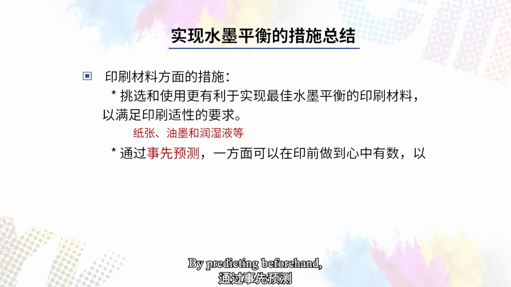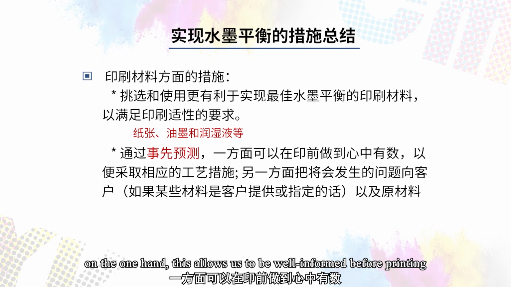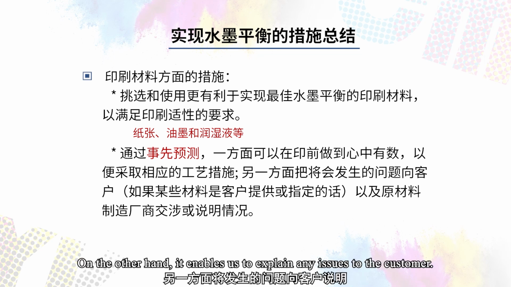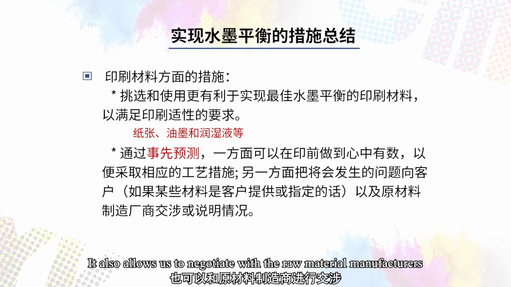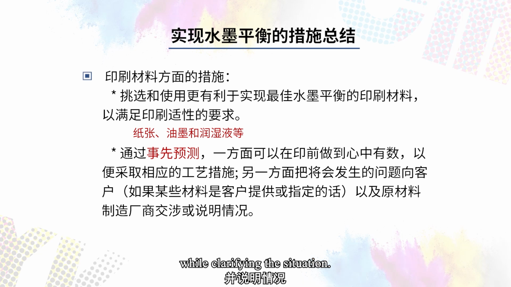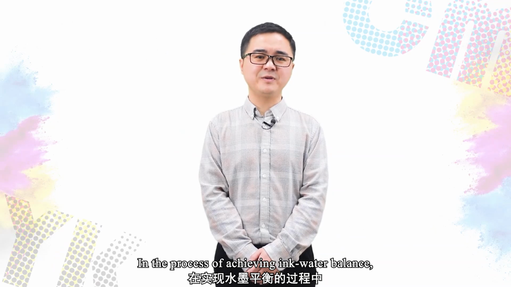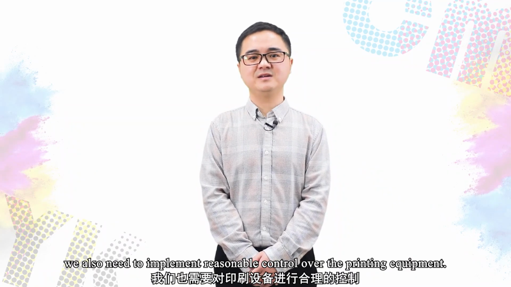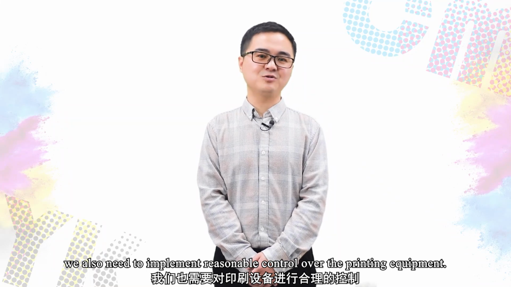By predicting beforehand, on the one hand, this allows us to be well informed before printing, to take appropriate process measures. On the other hand, it enables us to explain any issues to the customer. It also allows us to negotiate with the raw material manufacturers, while clarifying the situation. In the process of achieving ink-water balance, we also need to implement reasonable control over the printing equipment.